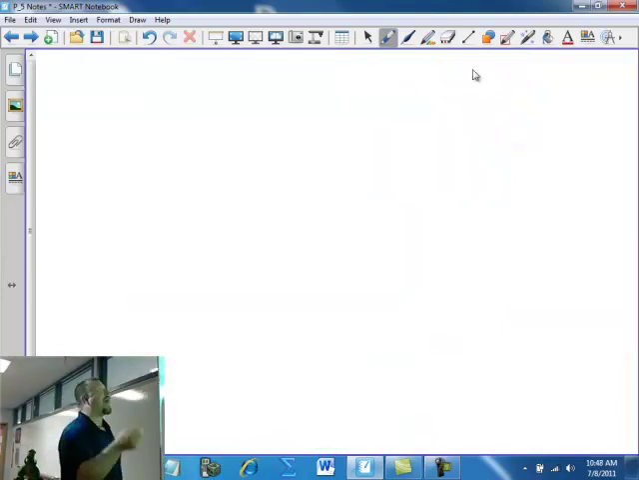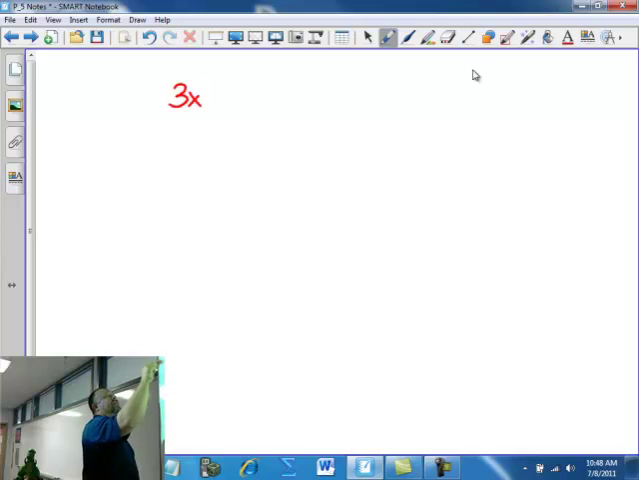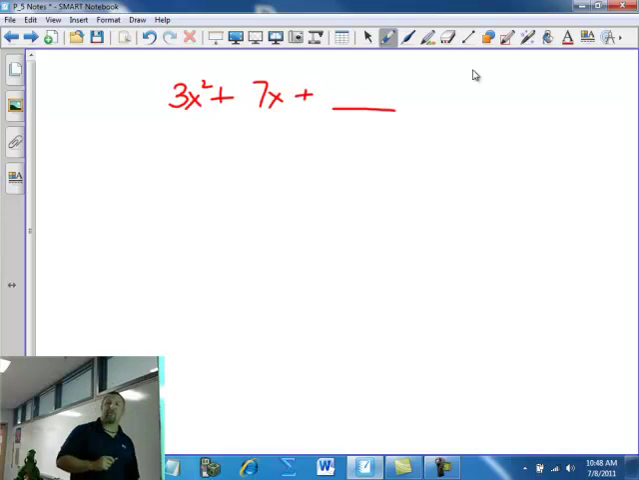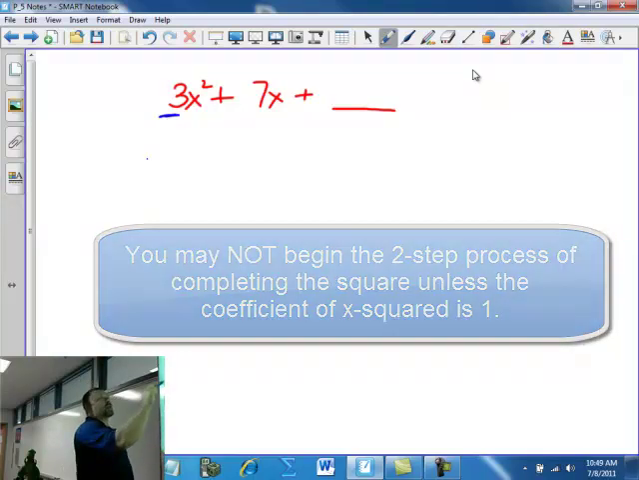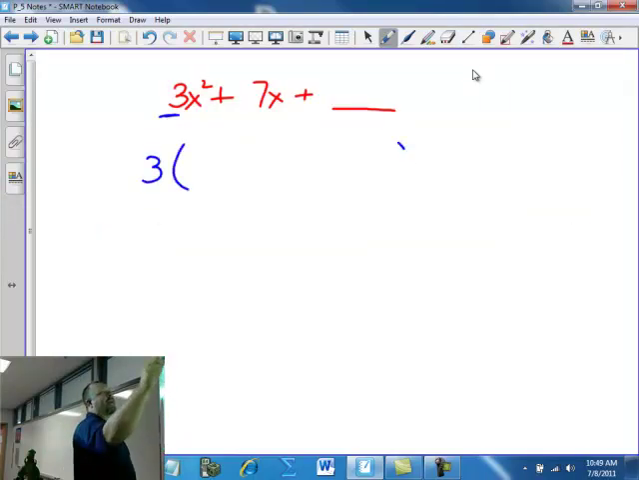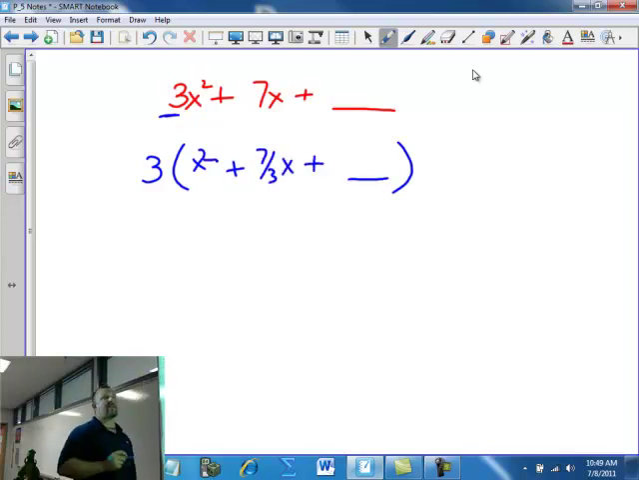Now, okay, so what happens then if I have an expression that looks like this? Let's say I have 3x squared plus 7x plus something to complete the square. Well, completing the square does not work if this coefficient of x squared is not 1. So we're going to make it 1, and the way we're going to make it 1 is we're going to factor out this 3. So we're going to take out a 3 for my entire expression. So that's going to be x squared plus 7/3 x plus something. And now it's a little nastier because my b value is a fraction.